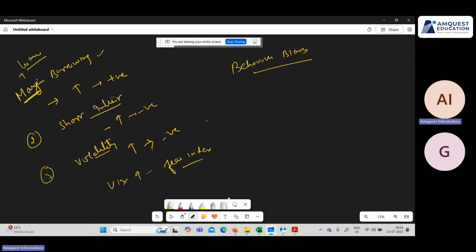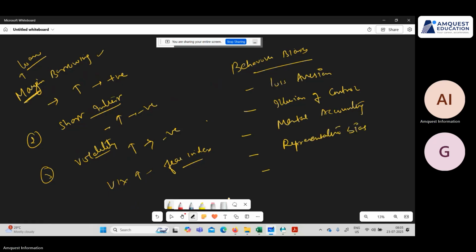Okay. So in this they covered a few things, and I'll give you a quick overview. One is loss aversion. Another one is illusion of control. Third one is mental accounting. Fourth one is representative bias. Another one is availability bias. And then in availability, they talk about familiarity and hope. And I think that's it. Yeah, that's it. So let me just quickly cover these things and then we'll be done with this topic.